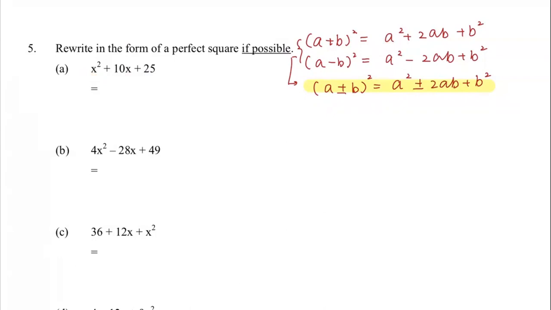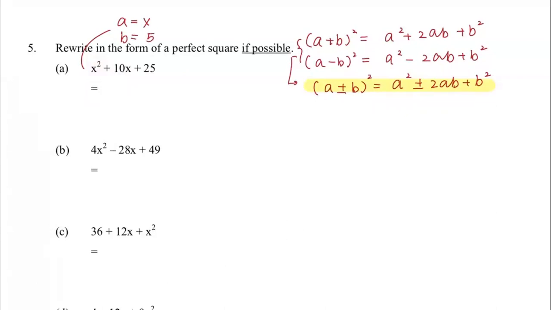So let's write down some notes for ourselves. We have a squared here, and x squared here. So for now, I think a is equal to x, right? And we have b squared here, and our last term is 25. Can 25 be written as something squared? It can, right? 25 can be written as 5 squared. So b is equal to 5.